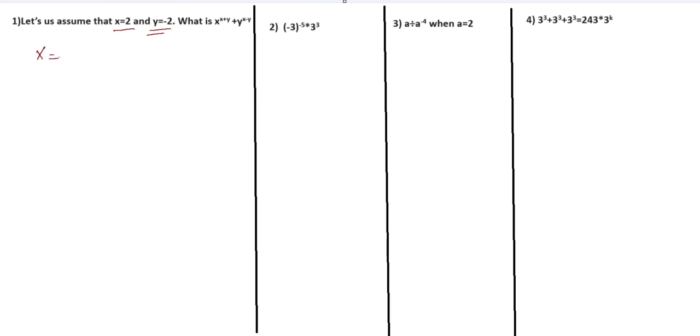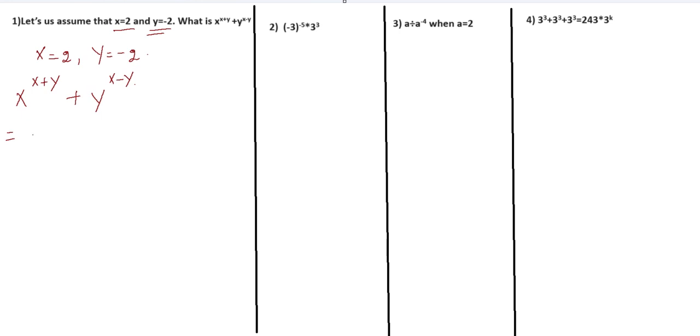So in the question they have given you an assumption telling that the x value is 2 and the y value is minus 2. Now they are asking you to find x power x plus y, plus y power x minus y. Okay, now let's try to put the values of x and y in those respective places.